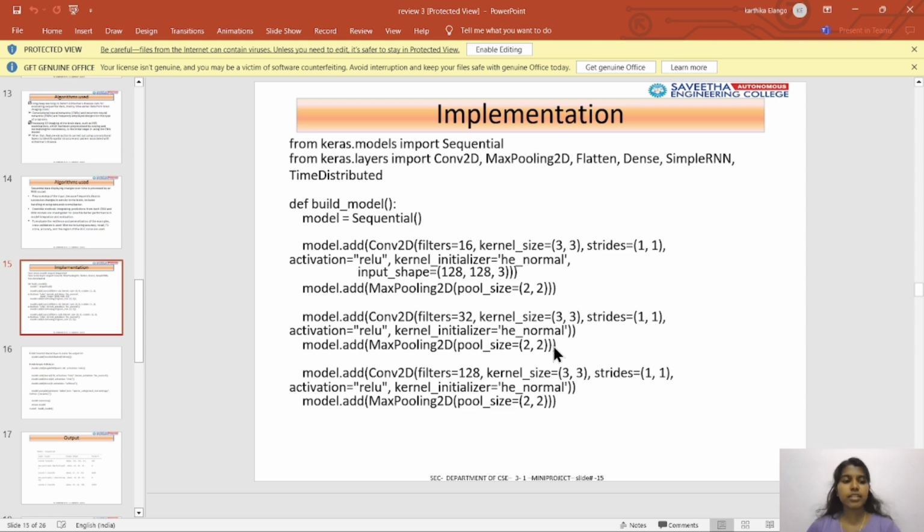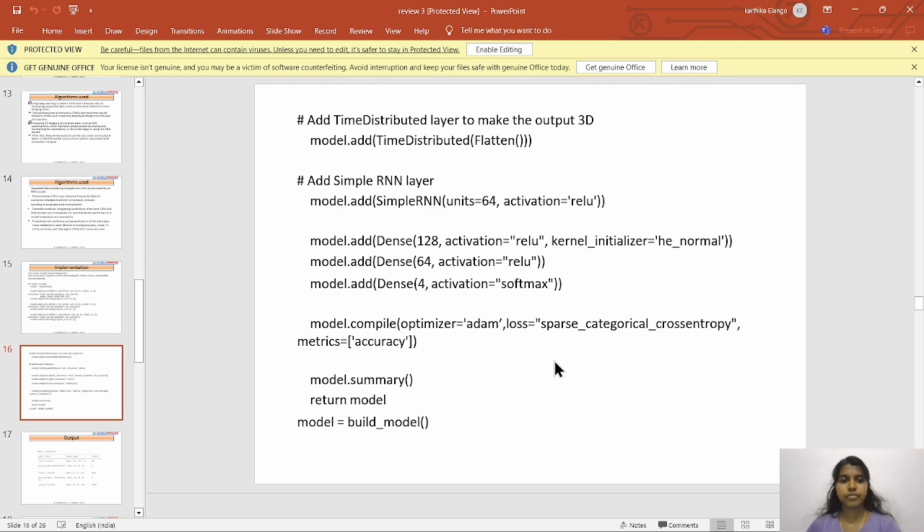Then the third convolutional block, where the filters increase to 128, allowing the model to capture even more intricate patterns in the data. Again, this layer performs downsampling, further reducing the dimensions of the feature map. Then the flatten layer. This layer converts the 2D feature map from the previous layer into a 1D vector. This transformation is necessary to connect the convolutional layers to the fully connected layers that follow.